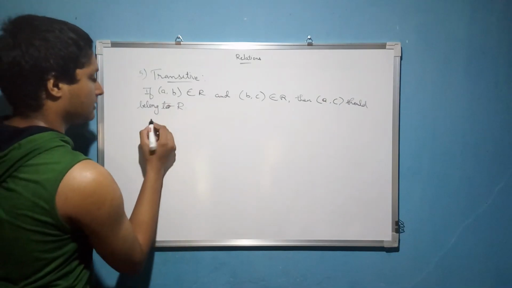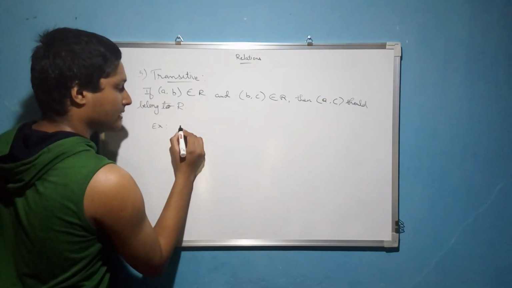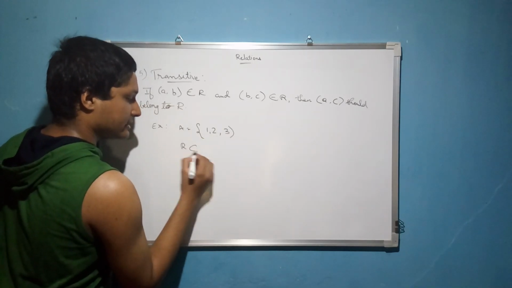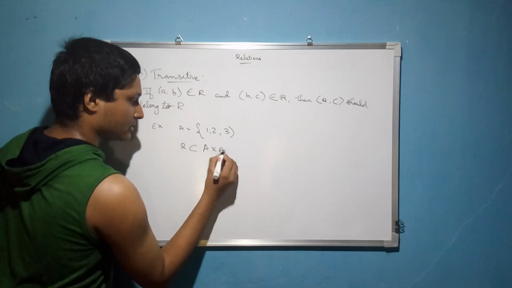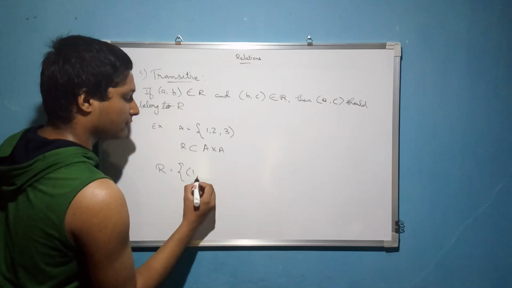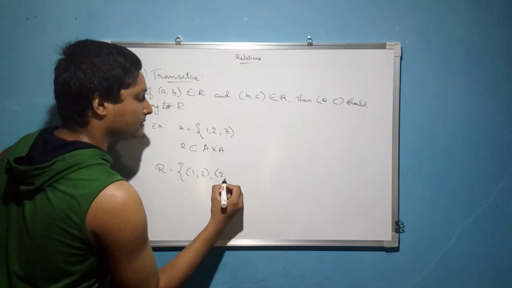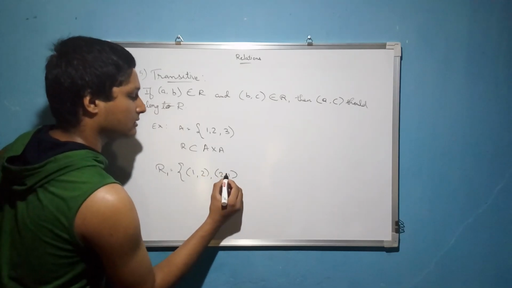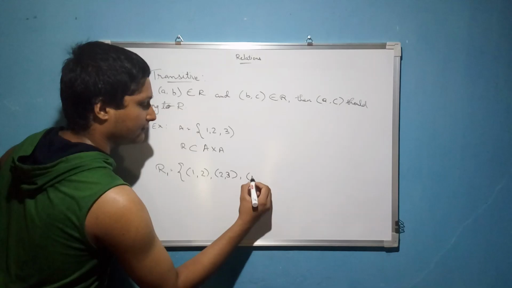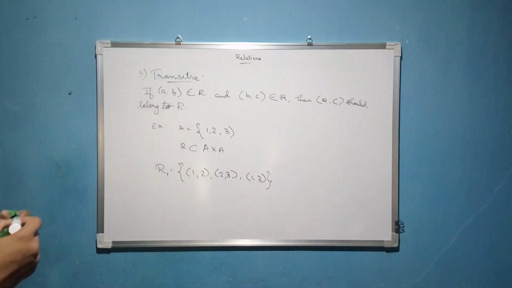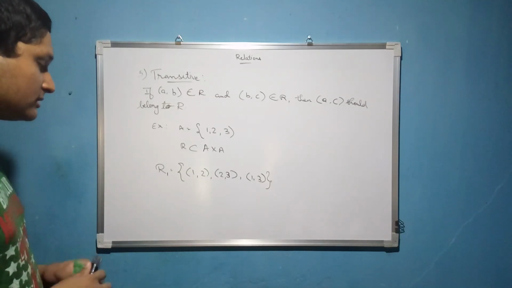The example is the same. A is equal to {1, 2, 3} and R is a subset of A cross A. Now I'll take R such that it becomes (1, 2), (2, 3) and (1, 3). Let it be these three elements. So let us check whether this is transitive. I do not know whether it's transitive or not.